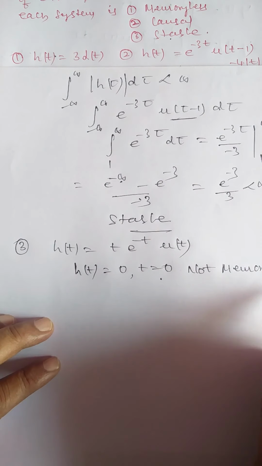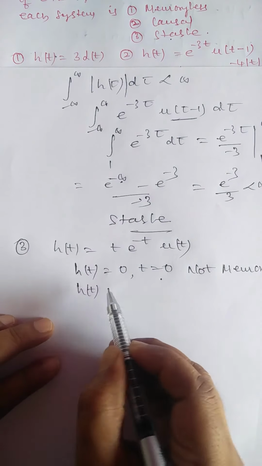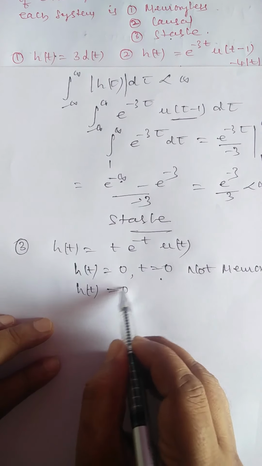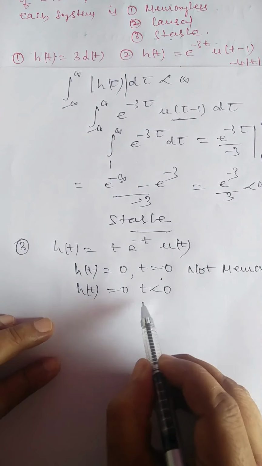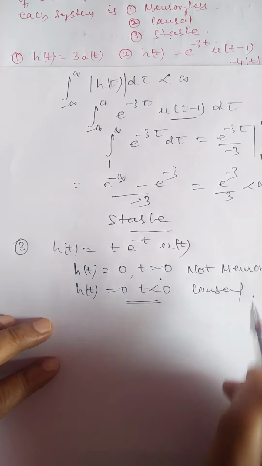This signal exists only on the right hand side, that is from 0 to infinity. It is a decaying exponential signal, and this is also satisfying the condition, that is h of t is equal to 0 when t is less than 0. This condition is satisfied, and the system is said to be causal.